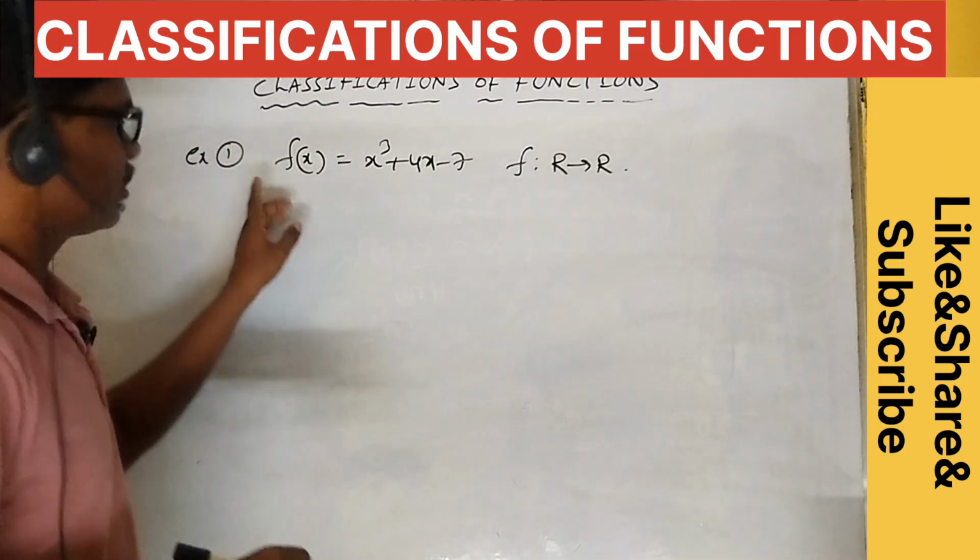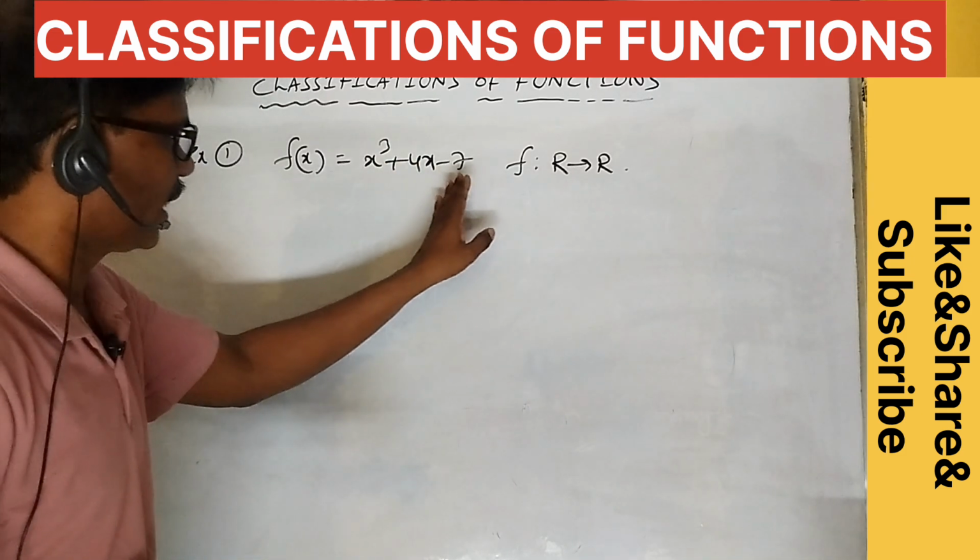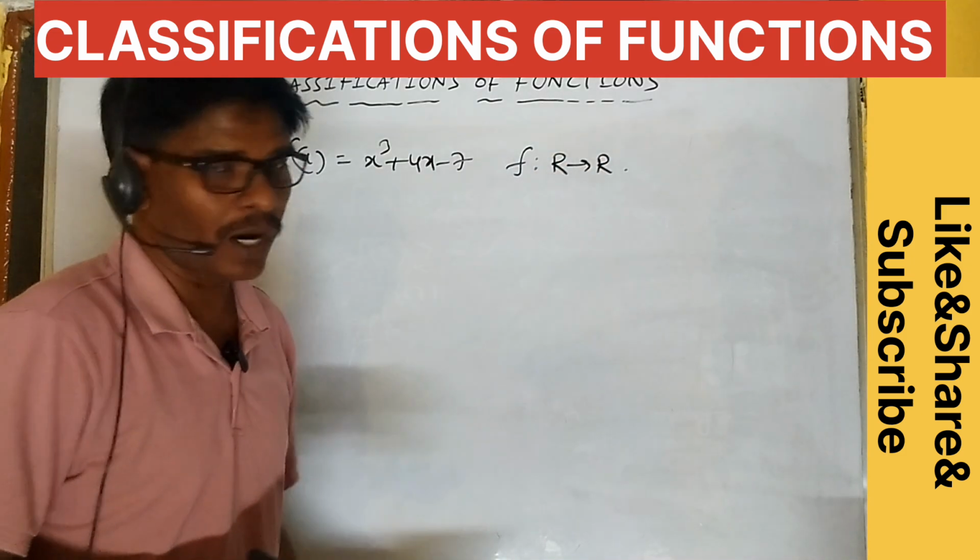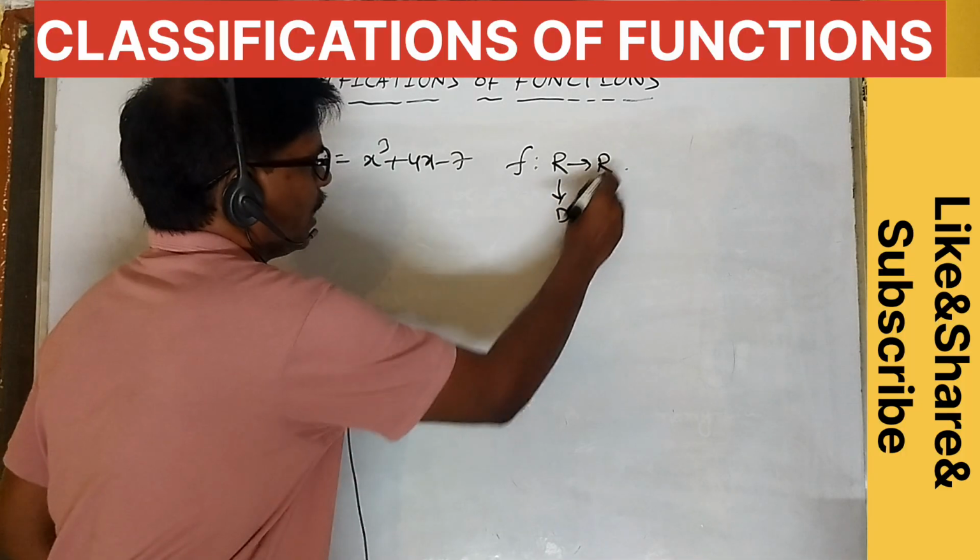Okay, one example, question number 1: f of x is equal to x cube plus 4x minus 7, f maps R to R. This is the domain, and this is the codomain.